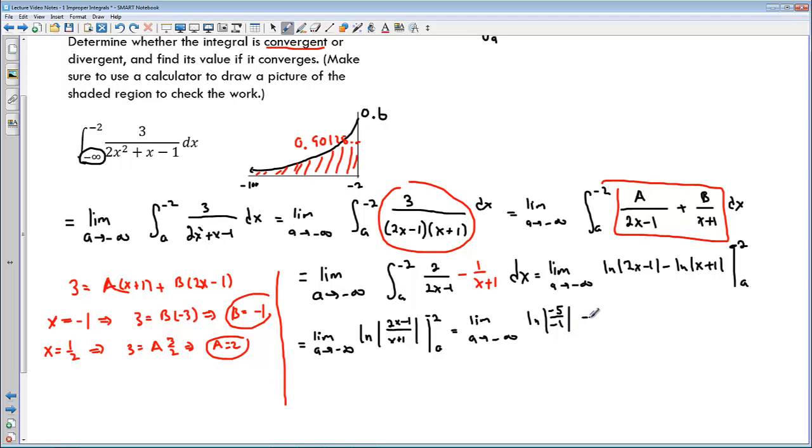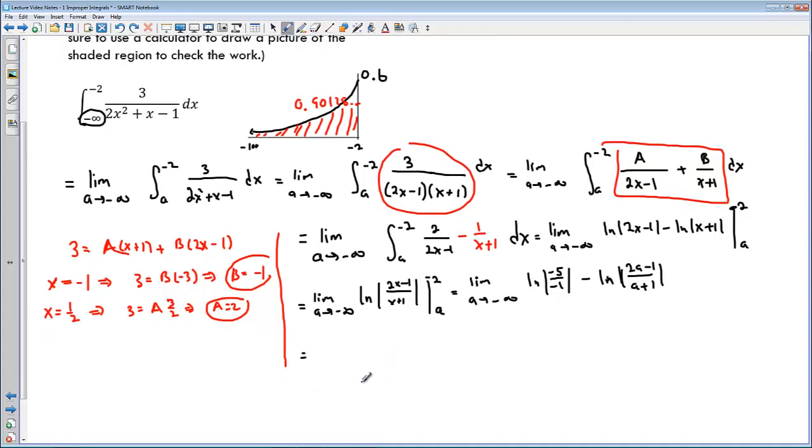And then that's minus what? Now I'm going to plug in my a. And so when you plug in a, you get ln of absolute value of 2a minus 1 divided by a plus 1. And so that's going to be equal, what's that going to be equal to? That's going to be equal to the limit as a goes to -infinity.